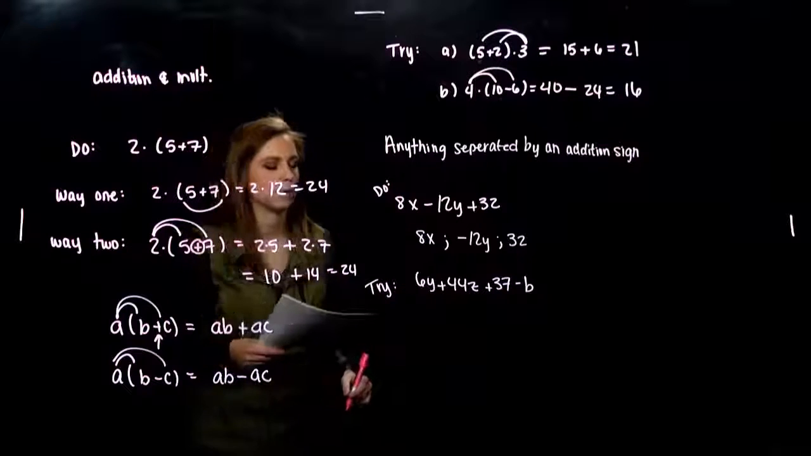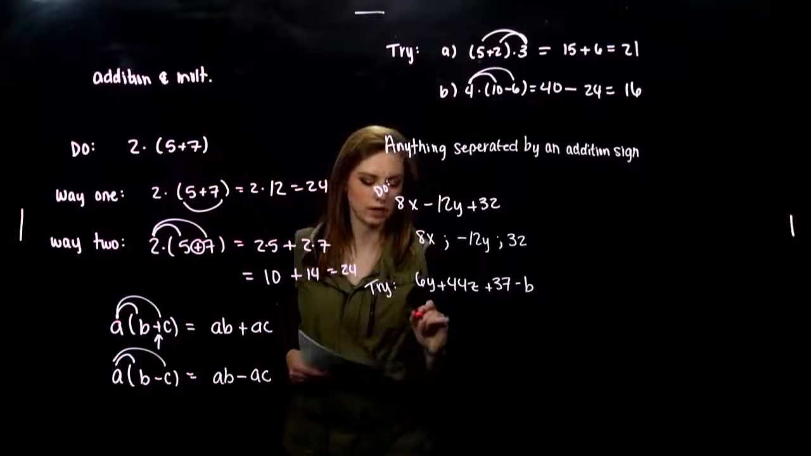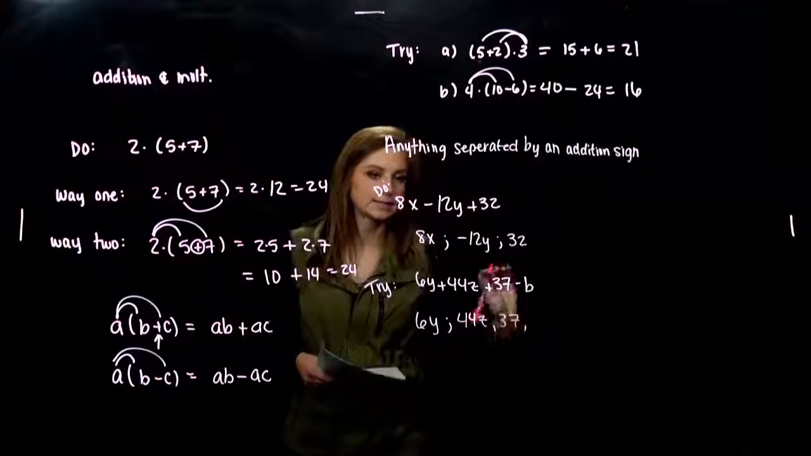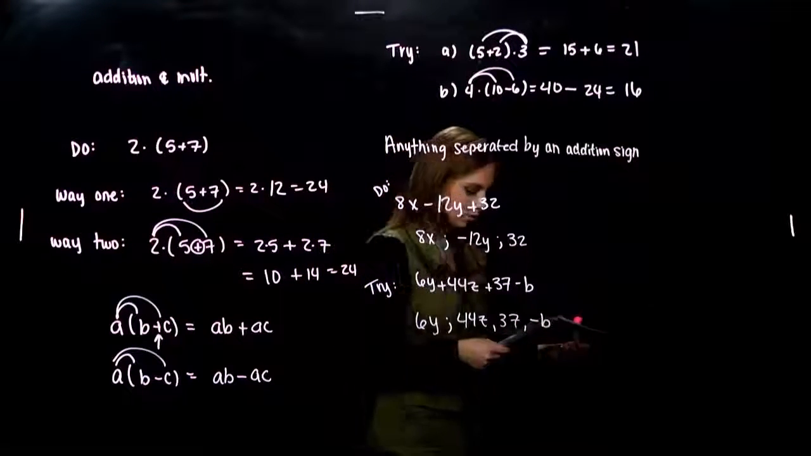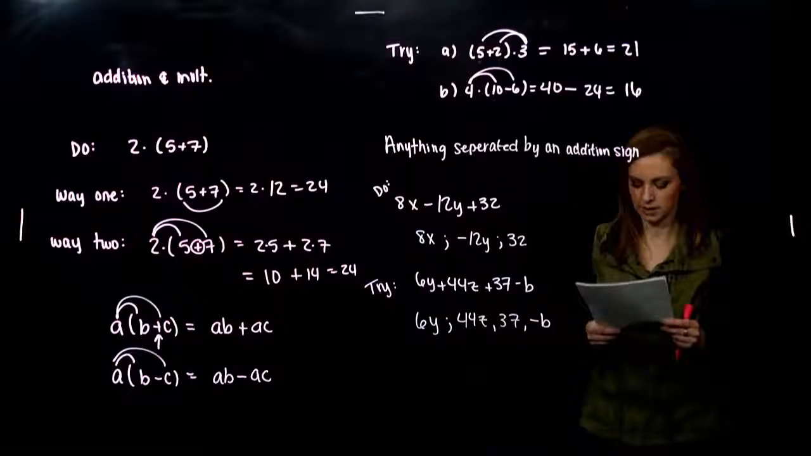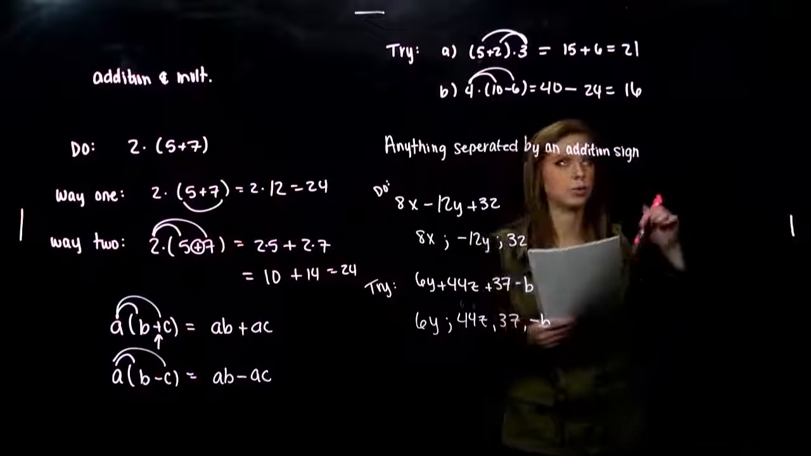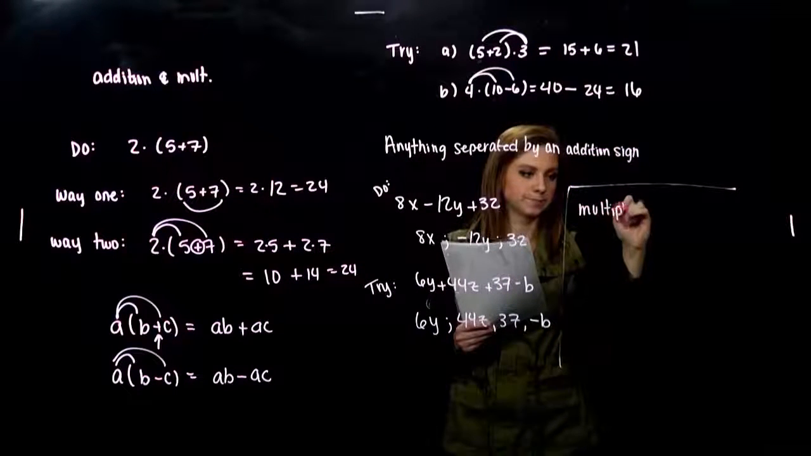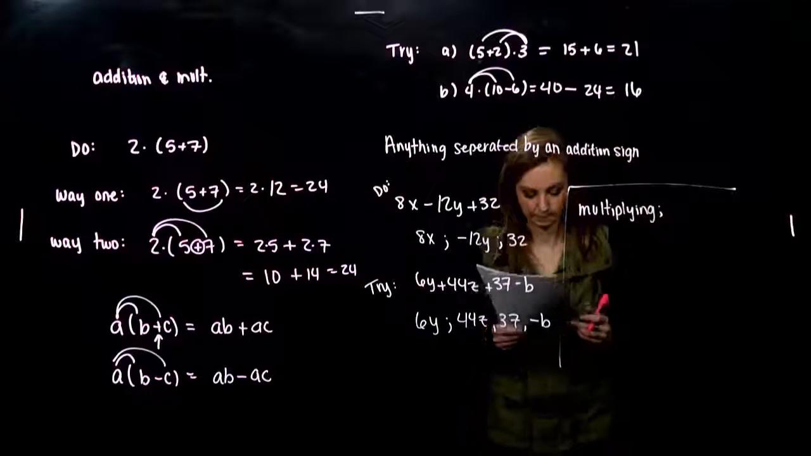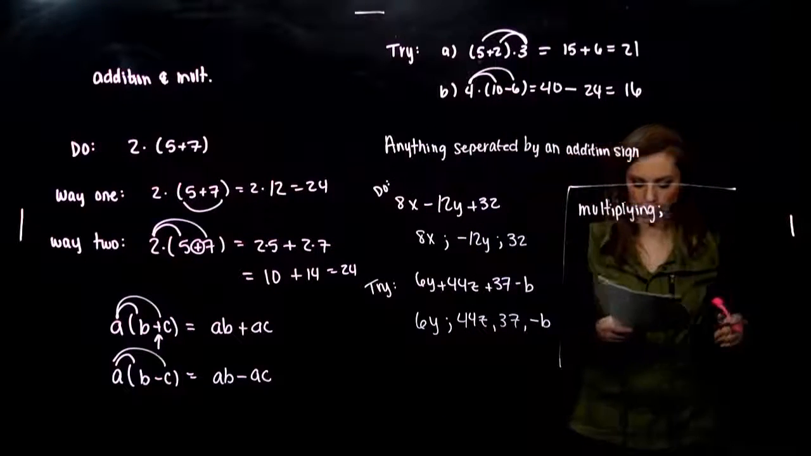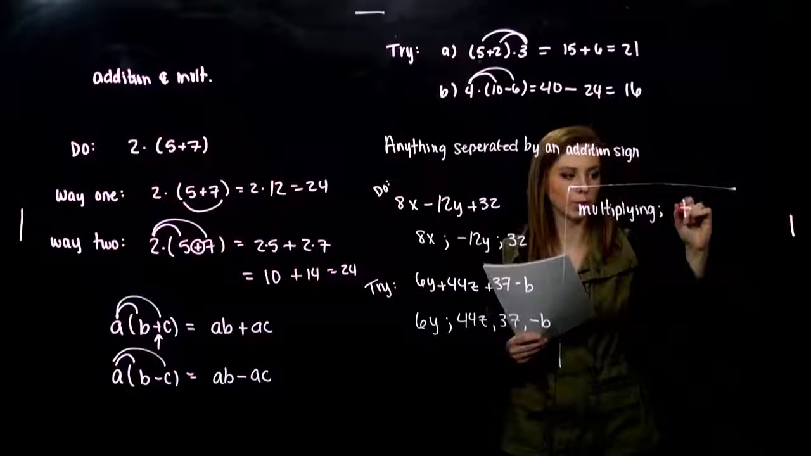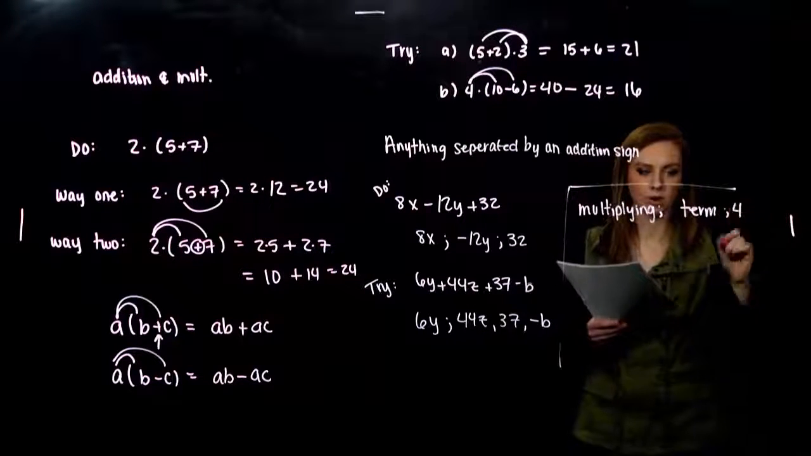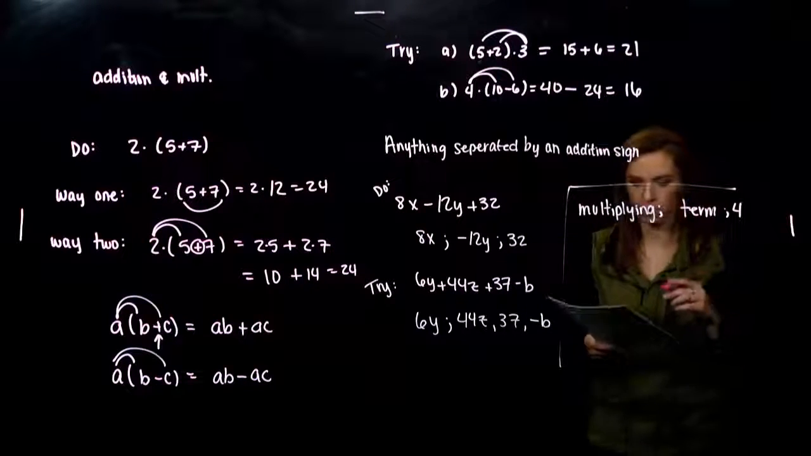So you try. What are the terms of that expression? How's it split up? So 6y is one of them, 44z is another, 37 and negative b. Sign goes with the term. Awesome. So the distributive laws are a basis for doing what? Multiplying algebraic expressions. In an expression like 4 times that quantity, we multiply each term on the inside, now that we know what terms are, by what? 4. So anything on the inside needs to be multiplied by 4 on the outside.